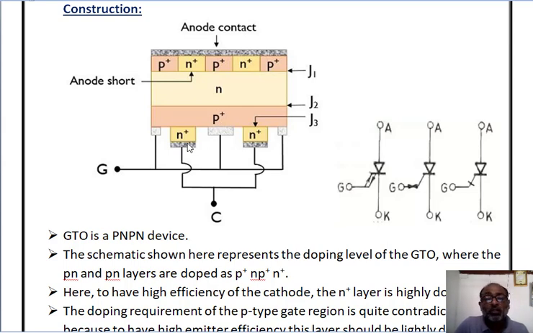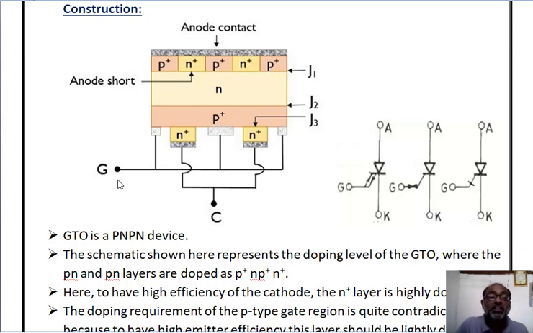So the value of the negative pulse applied to the GTO to turn off is 20% of the anode current. Now suppose we are taking one GTO which is designed for 2500 volt and 1000 ampere. So to turn off this thyristor, it requires a negative pulse of 250 ampere.